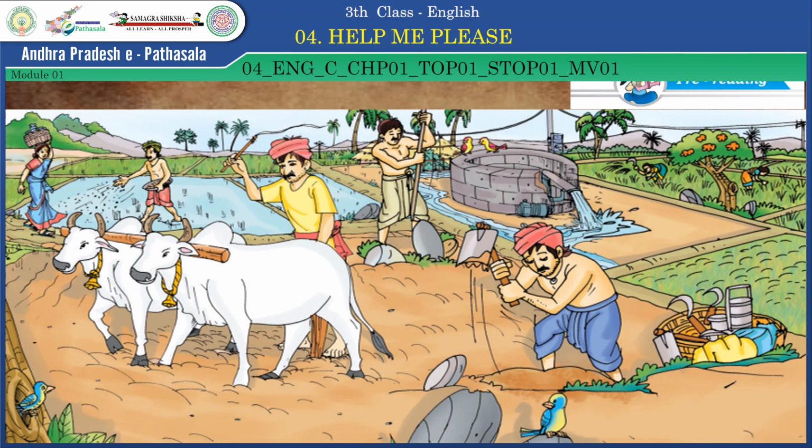Dear children, observe the picture carefully. If you observe this picture, we can see so many farmers in the field. The farmers are doing different works. One is sowing seeds, one is carrying carriages, one is digging, one is ploughing, one is removing large stones.